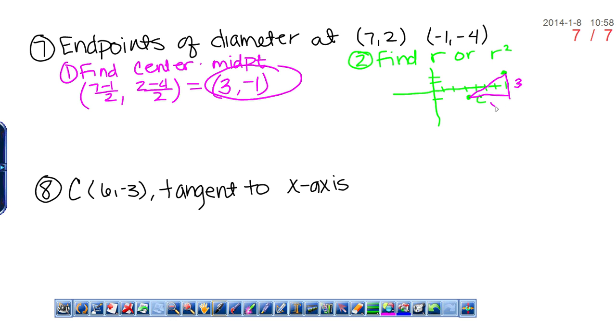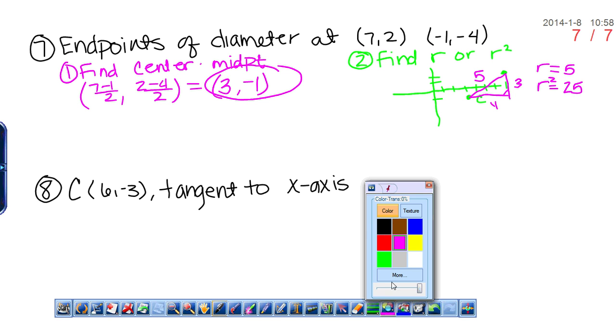What kind of right triangle does this end up being for those of you that did it this way? 3, 4, 5. That's another reason that Pythagorean theorem saves you time sometimes, is that if you remember some of your Pythagorean triples, it can save you time. So r is 5, meaning r squared is what? 25.